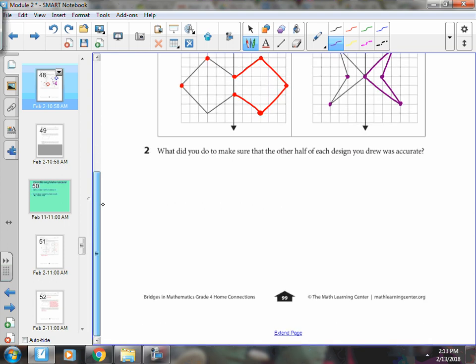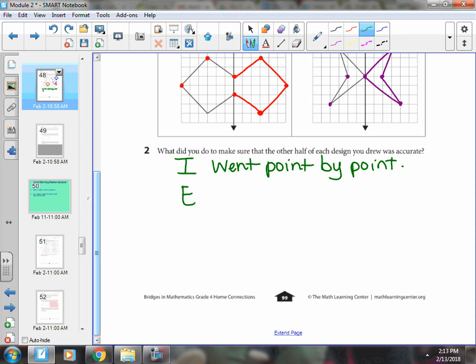I made sure that I went point by point. So I'm going to say I went point by point. Each point was the same distance from the line of symmetry.